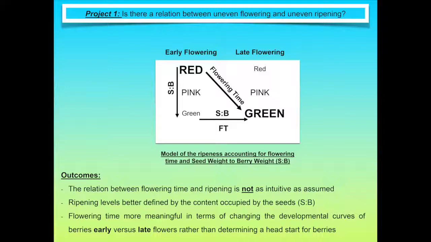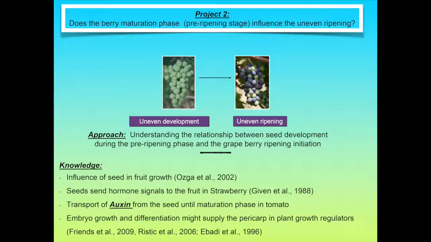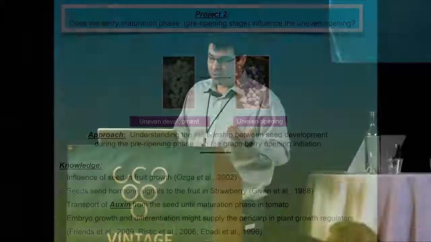Oops, sorry. So based on that, we came up with a second project to look in a more focused way at what happens at berry maturation and how we come up with these uneven patterns. There is different evidence from the literature that seeds impact fruit growth, and seeds send some hormone signals to the fruit, especially in strawberry but also in tomato, and especially one hormone, auxin. And it is known that during that stage, at berry maturation, embryo growth and differentiation happen in the seeds that might supply the pericarp in plant growth regulator.